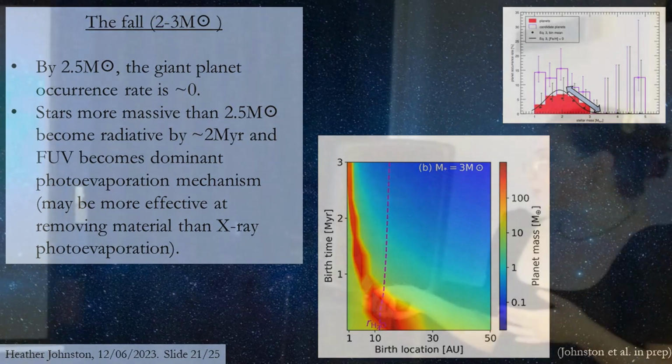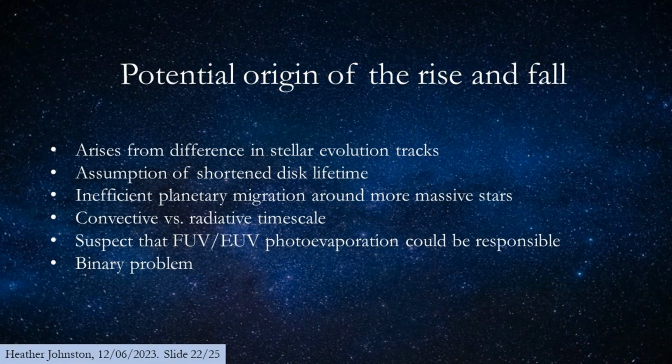So that's basically the conclusion. We believe the potential origins for the rise and fall come from this difference in stellar evolutionary tracks. So even something as small as a solar mass difference, when we get stars that are 10 times the mass of the sun, really, really impacts how these planets are able to form. We also assume that there's a shorter disk lifetime around more massive stars because they're more radiative and they eat away at the disk at a faster rate, so they don't survive for long enough.